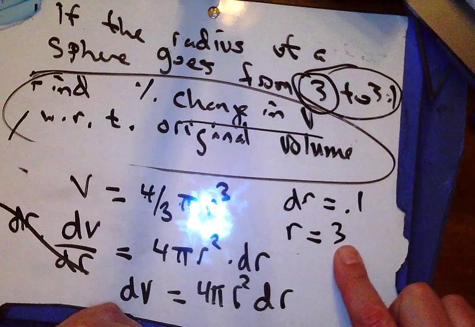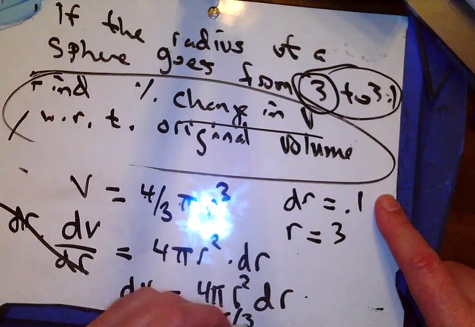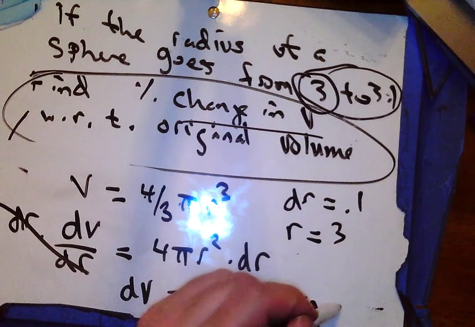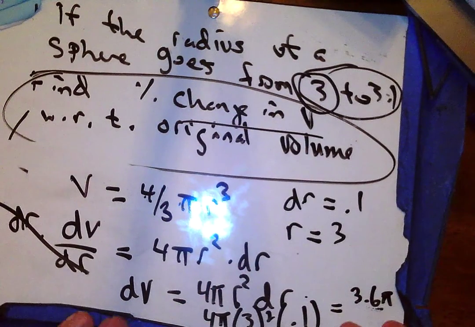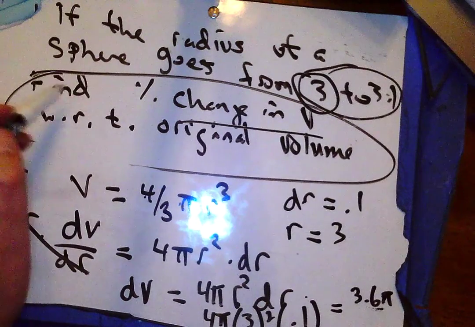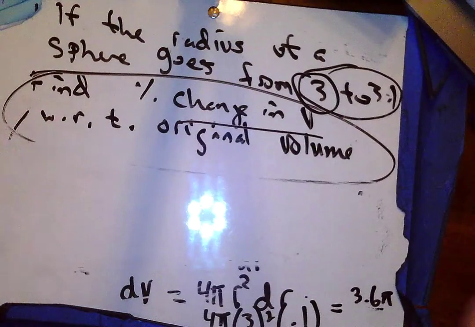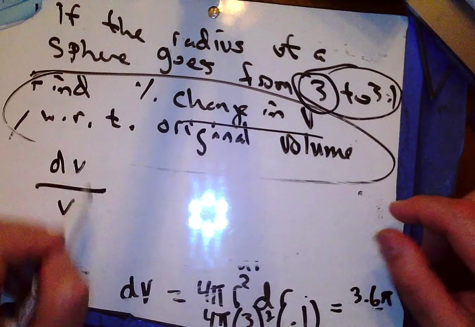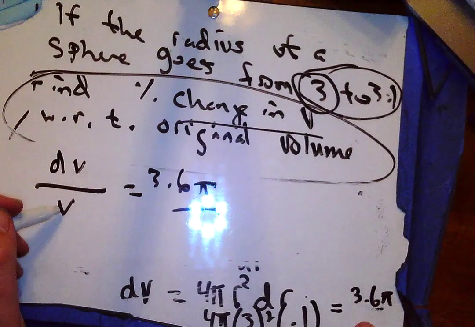We know that r is 3, we know that dr is 0.1, so we're going to have 4 pi 3 squared times 0.1. And that's going to be 9 times 4, 36 pi times 0.1 is 3.6 pi. So 3.6 pi is our dV. But remember, this is asking us to find what percent of the whole original volume is the change in volume. Well, the change in volume is 3.6 pi. And what would the actual volume be at 3?